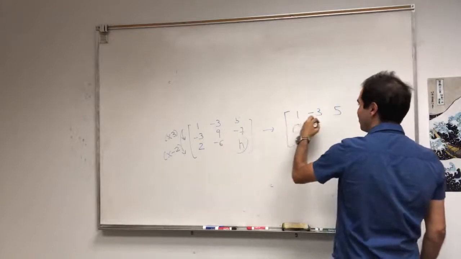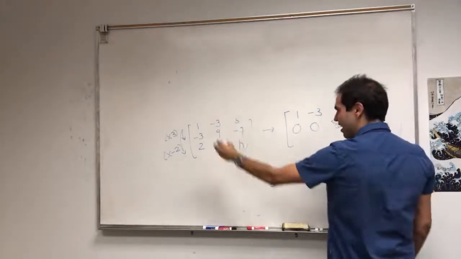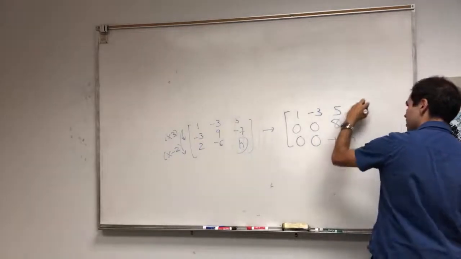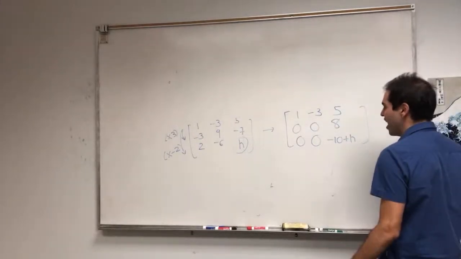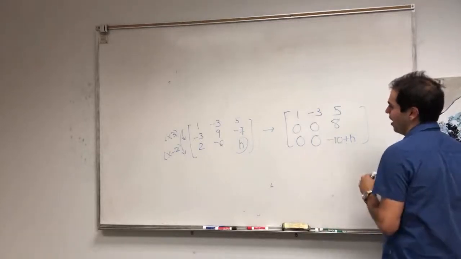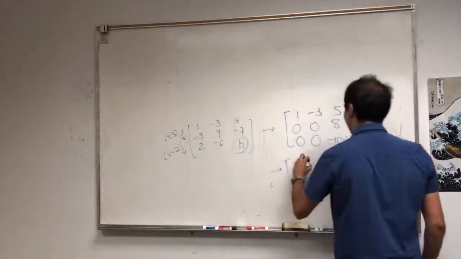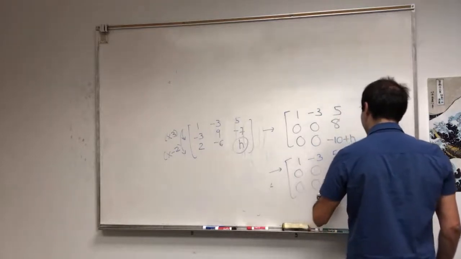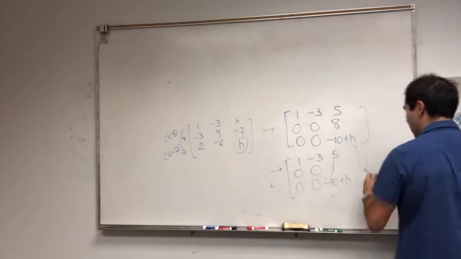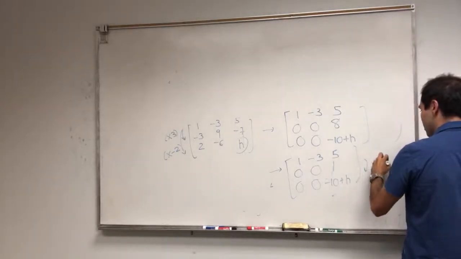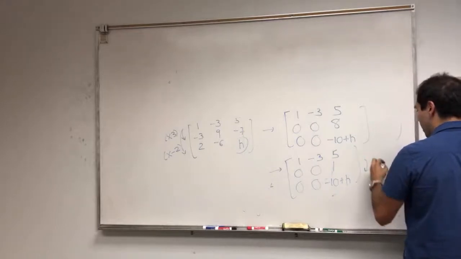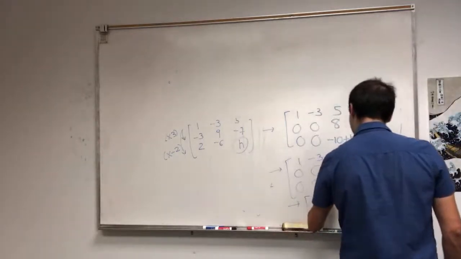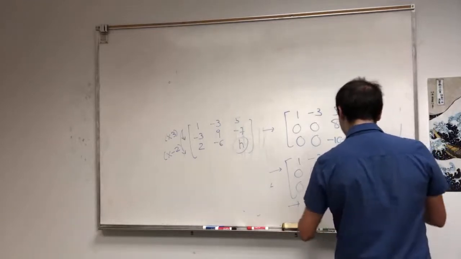Okay. So we get 1, minus 3, 5. And then 0, 0, 8, of course, and then 0, and then minus 10 plus h. And again, this time you want to look, well, technically this is not in row echelon form yet, so let's reduce it even further. Minus, say, 5. 0, 0, 1, and then 0, 0, minus 10 plus h, and multiply this by, I think, minus h, sorry, times minus h plus 10. When would you ever do that? But you would then get 1, minus 3, 5, 0, 0, 1, and then 0, 0, 0.